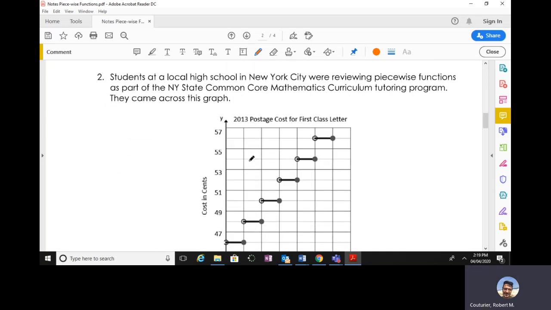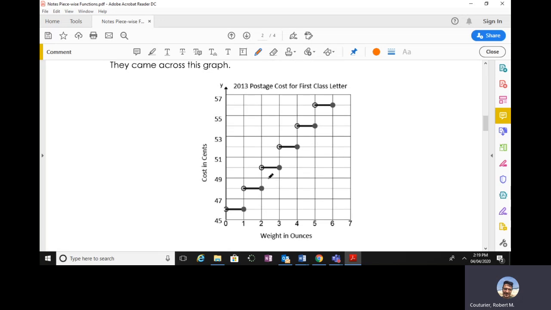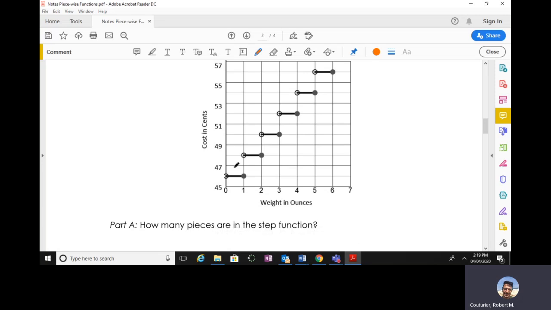Let's look at what they ask us on the next one. Students at a local high school in New York City were reviewing piecewise functions as part of the New York State Common Core math curriculum tutoring program, blah, blah, blah. We don't need any of that information. What we do need is they came across this graph. Here's your graph. Notice there are 1, 2, 3, 4, 5, 6 pieces. These are horizontal lines. So these are always the equation y equals whatever number they cross the y-axis at. And this one is what, 46?